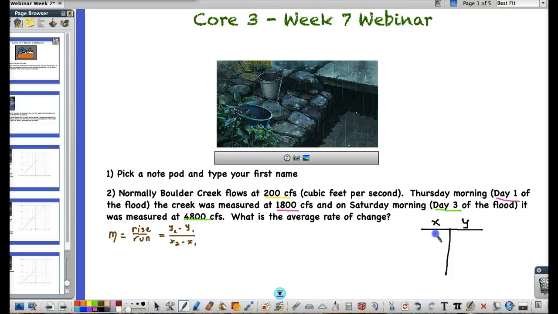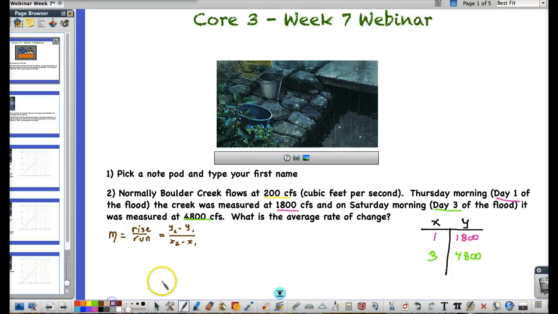So our first day, so I'm going to put a 1 here, our y value was 1,800 cubic feet. Okay, and then we don't have any values for our second day, but if we did, we could write that in here. But we do have our third day, which was 4,800 cubic feet. And all we need to make an equation or to find slope is just 2 points, any 2 points on a line, because the slope has a constant rate of change.